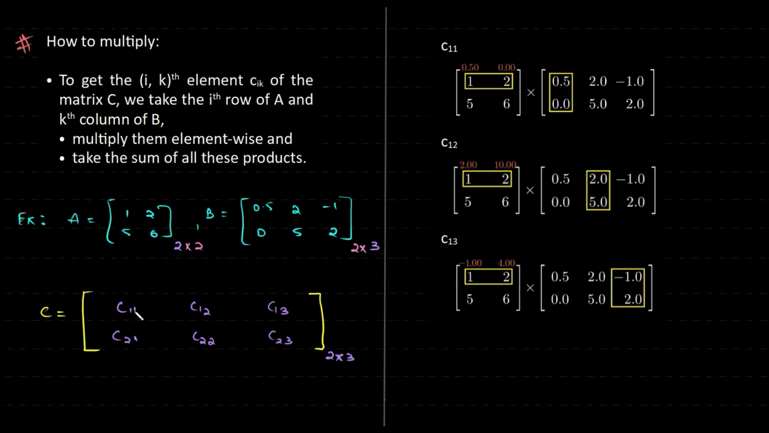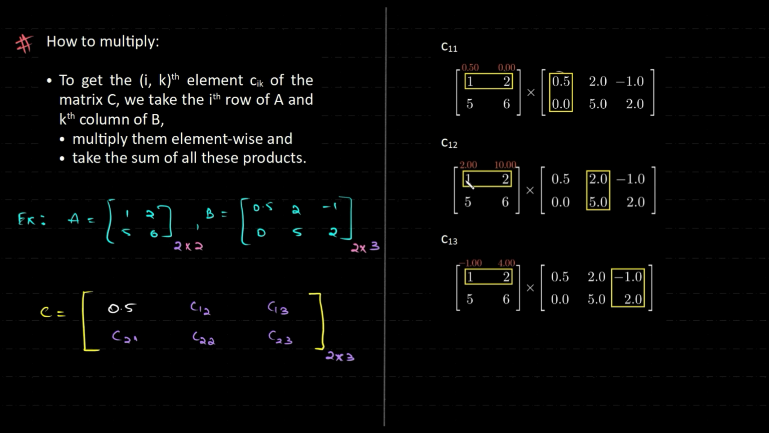Now, C11 comes from the first row and first column. Multiply them element wise. What does it mean? Take 1 and 0.5, multiply them and keep the result in mind. Then 2 and 0, keep the result in mind. We can see clearly we have 0.5 over there, and 0.5 plus 0 is your resulting answer. So this is basically 0.5.